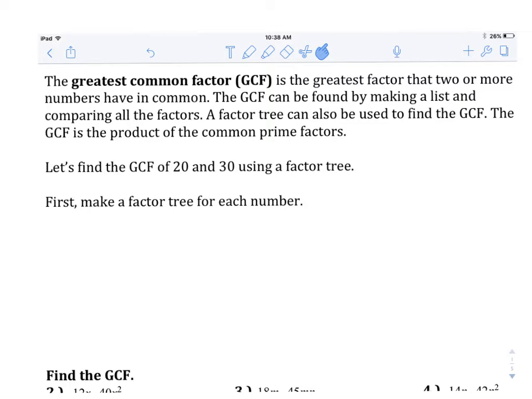So we're going to start with a factor tree, which is kind of going old school. This is something that I'm going to show you. If you decide to use it, use it. If you don't, that's okay. So we have two numbers. We have 20 and we have 30.